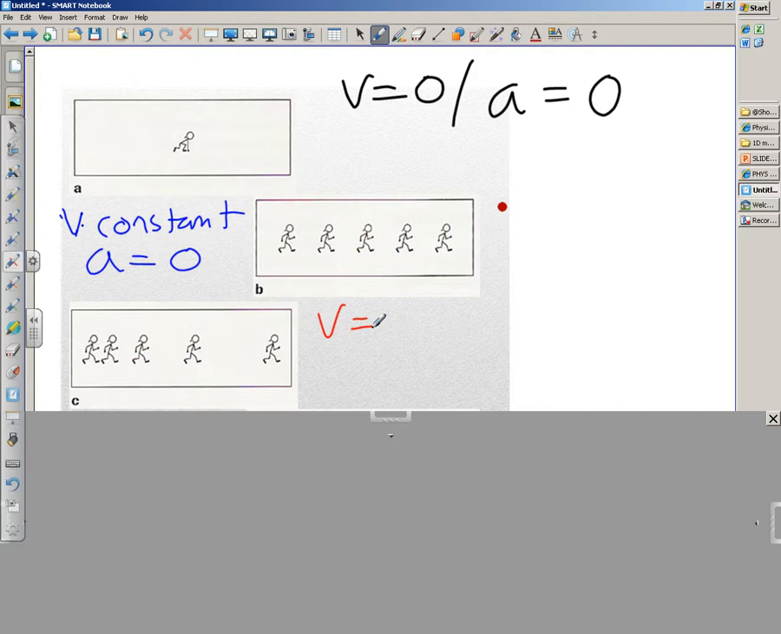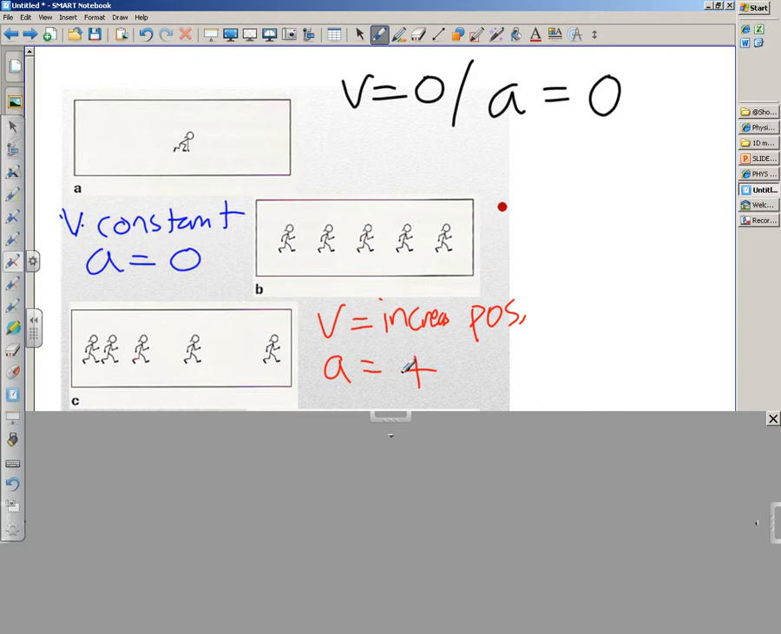What would you tell me about the velocity in this picture? It's changing. Let's deal with the direction first. Which way is it still going? Okay. Let's say it's going in the positive direction. What's happening to it in the positive direction? It's increasing in the positive direction. So velocity is increasing in the positive direction, and that means that the acceleration is positive. V final is greater than V initial.